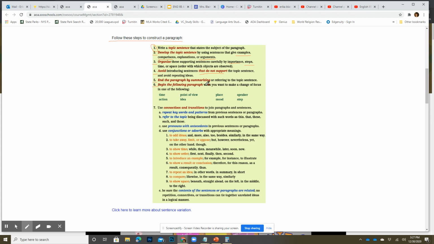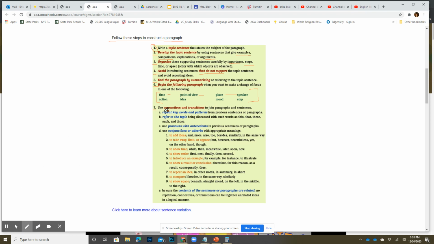Okay, then you're going to begin the next paragraph. Anytime you want to change one of these things, the time, the point of view, the place, these are the times or the situations in which you would change to a new paragraph.